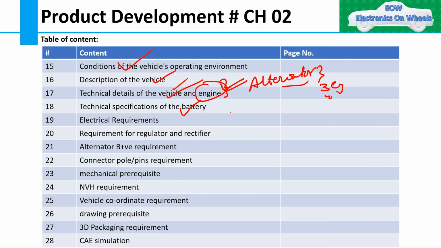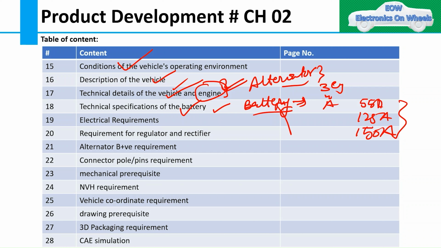Then technical specification of the battery. You know the battery is something you need to know, because you need to give the alternator rating, whether you are going to use a 55 amp alternator, or 125 amp, or 150 amp alternator. This will come when you know the specification of the battery. Then electrical requirement, of course: how many loads you are going to connect in that particular vehicle. Then requirement of regulator and rectifier, as I told you earlier, you have the mono and multi rectifiers.